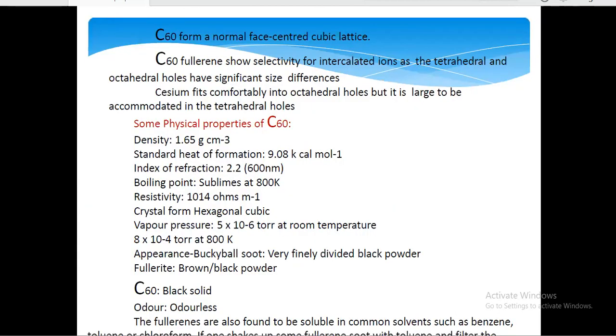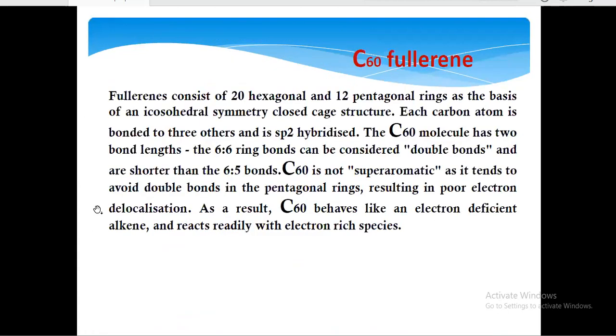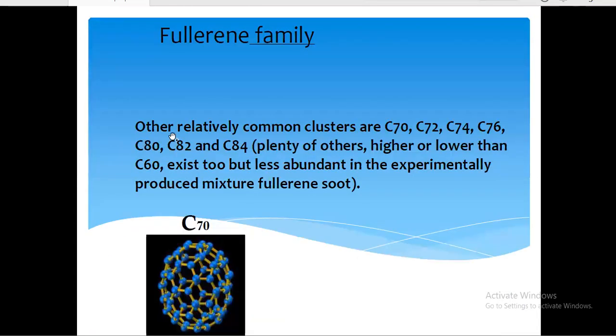What you will find is that the red colored substance is being wrapped in the solution, which is basically pure carbon form. Okay, the C60 fullerene family. Other relatively common clusters, we just know about C60, but more have been made in the past, which are C70, C72, C74, C76, C80, C82, C84. These are all considered in the group of the families of C60 Buckminster Fuller. Plenty of others higher or lower than C60 exist too, but are less abundant in experimentally produced mixtures.